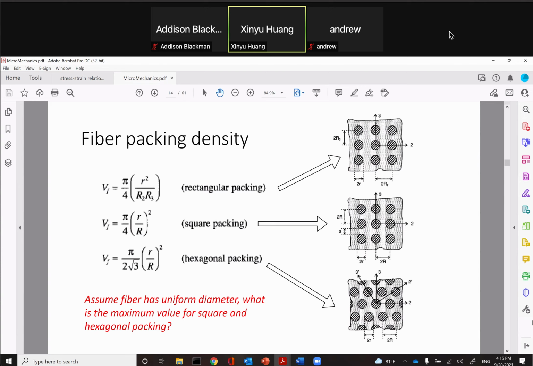Based on the geometry, distance from fibers, and the spacing, you can estimate the fiber volume fraction based on this packing geometry. This is for rectangular packing. This is for square packing. This is for hex packing. Okay.